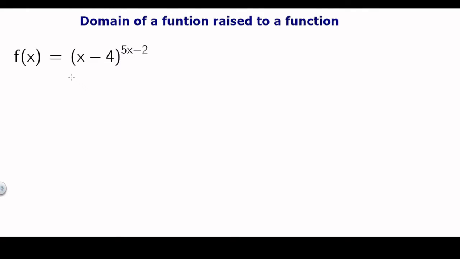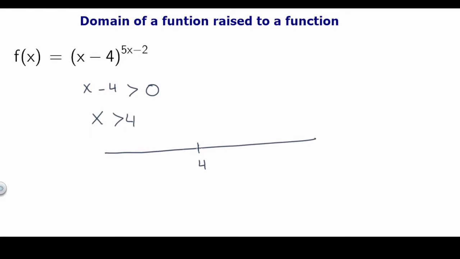In this example, we can see some kind of exponential function. X minus 4 is the base, and 5 times x minus 2 is the exponent. Based on the study of exponential functions, we know that the base must be a positive number, so x minus 4 must be greater than 0. Solving the inequality and representing it on the number line, we get the region in which this function is positive, which is the open interval from 4 to positive infinity.